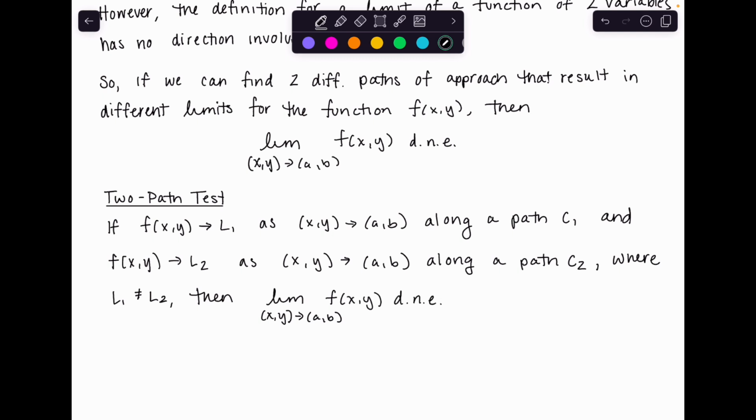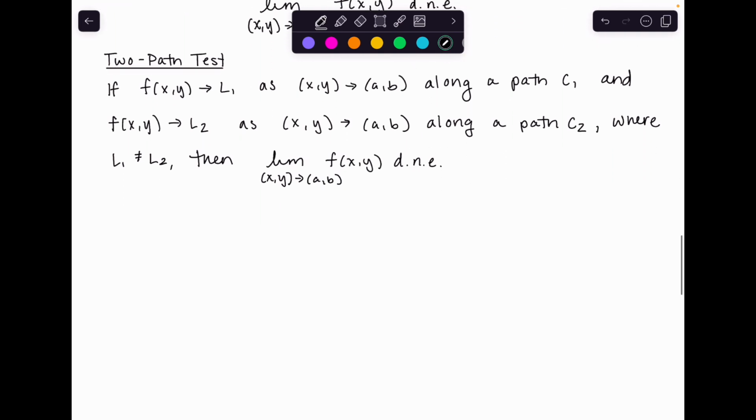Okay. So two paths to approach that point, going to different things, the limit does not exist. Exactly the same as saying the left and right limit are not the same, so the overall limit does not exist. Okay. This is going to be your first approach every single time. You're going to try a bunch of paths and you're going to see, do I get the same thing? Or do two of these give me something different? And if they give you something different, you are done.